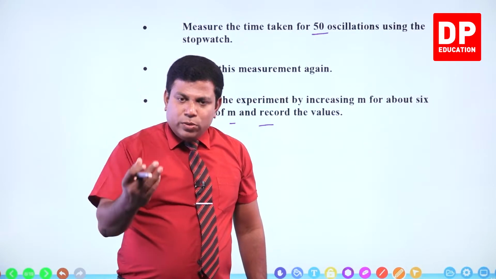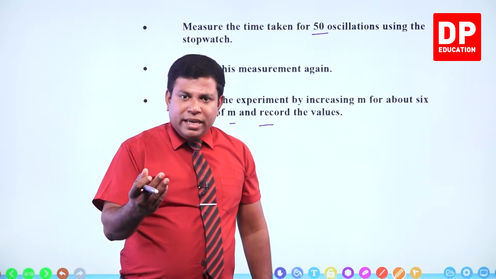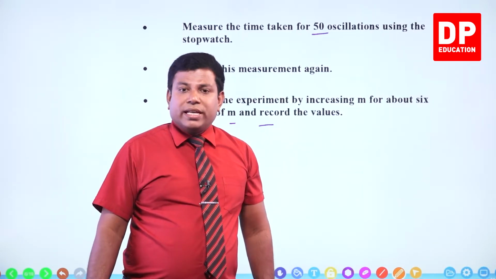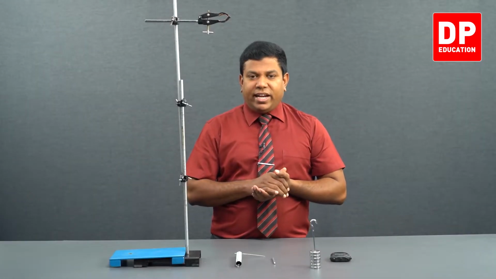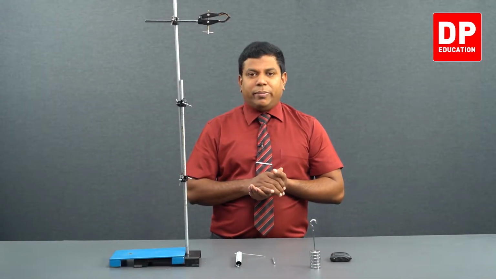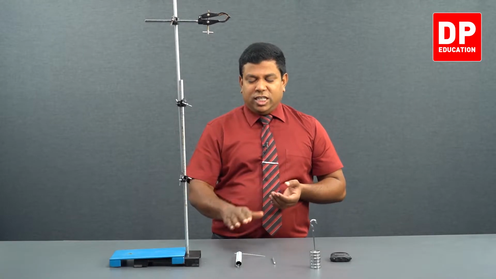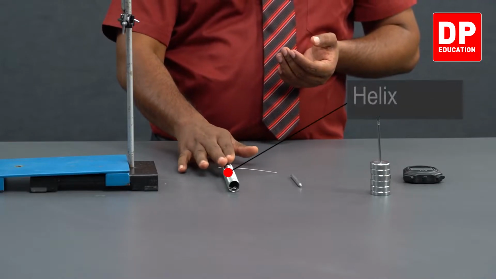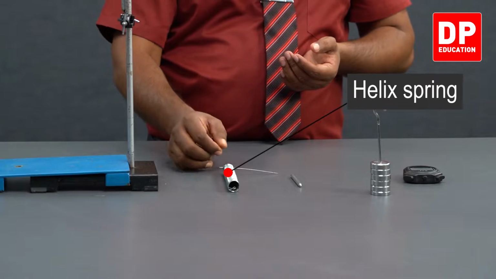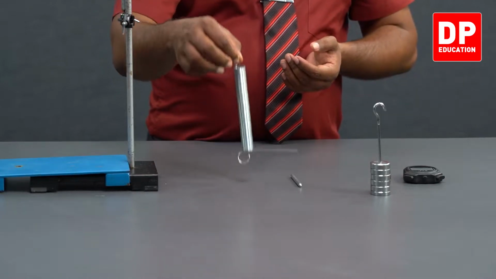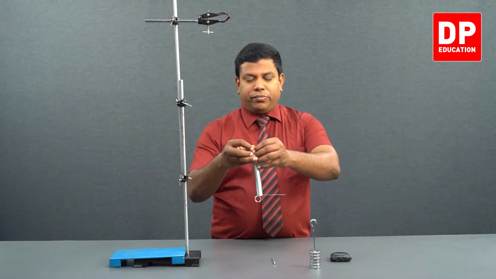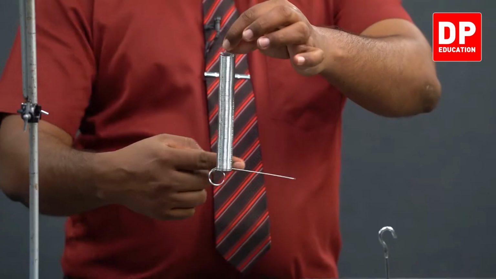Come now, let's do this experiment and see what readings we get. You can see I have arranged the apparatus that are required for this experiment. This is the spring for which we are going to find the spring constant. On the spring, this is how we will be hanging it. You can see there is an indicator as well.